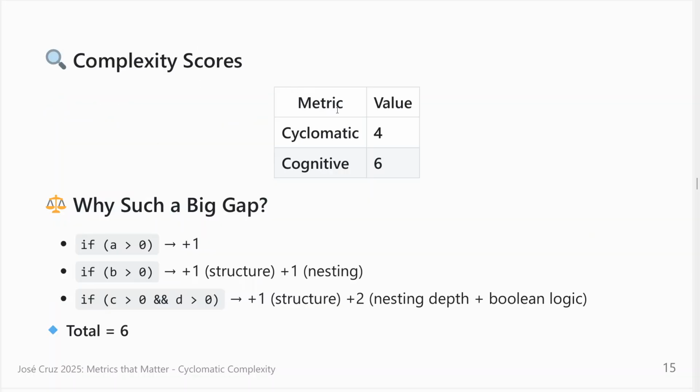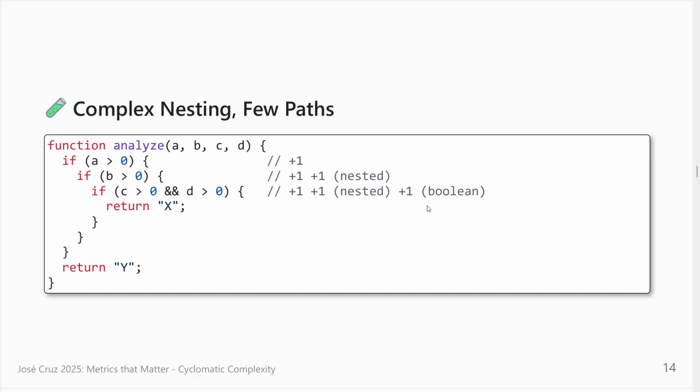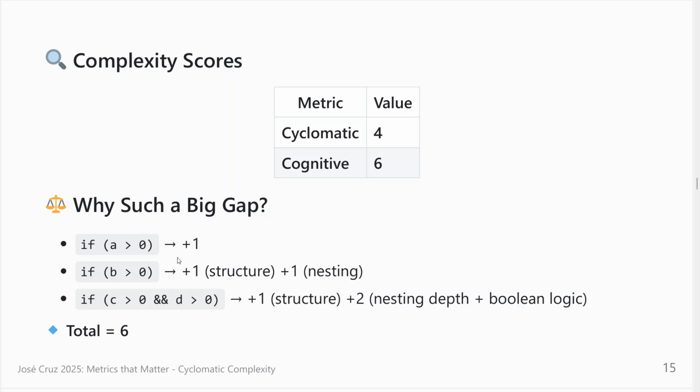Okay, so complexity scores usually it will be around 4, as I said, and cognitive about 6, because of these nested things that we have here. Why such a big gap? Because for cyclomatic it's just 1, but this B, since it's inside this one, it will be 1 for the structure and 1 for the nesting. And the same for this one, 1 for the structure, 2 for the nesting, plus the Boolean logic. So that's why it's 6, and you understand why there is this big difference, because technically for the cyclomatic I just need 4 tests, but as a human I need more than that to understand the code.